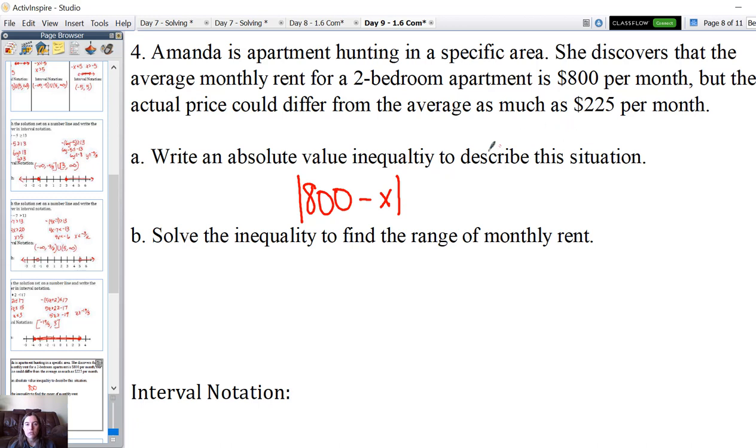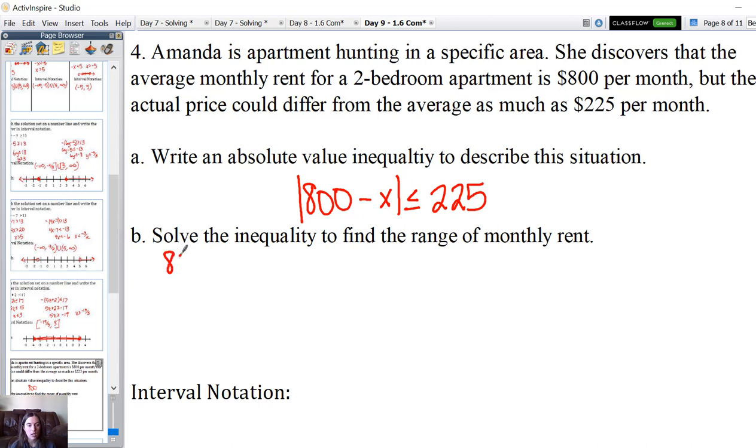And we don't want this difference to be any more than 225. So this is going to be less than or equal to 225. This difference is no more than 225. So there's our inequality that describes the situation. So now let's solve it.